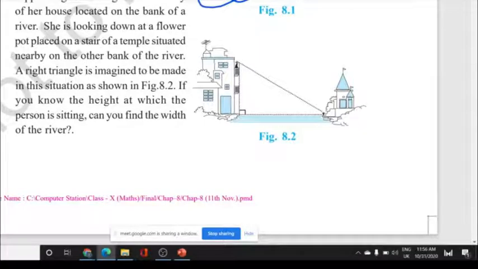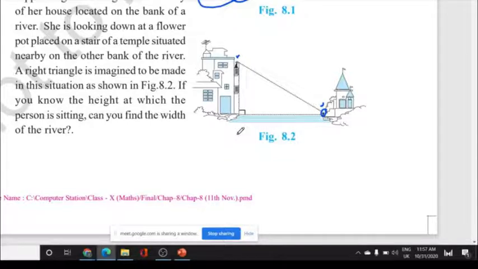Second thing, suppose a girl is sitting on a balcony of her house. You can see the girl. Girl is sitting here on the balcony of a house located on the bank of a river. Her house is on the bank of a river. She is looking down at a flower pot placed on a stair of a temple. Here, she is looking at this flower pot. Can you see that? This is the flower pot. She is looking at the flower pot placed at the stair of a temple.